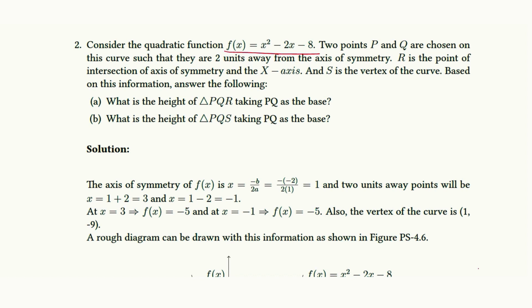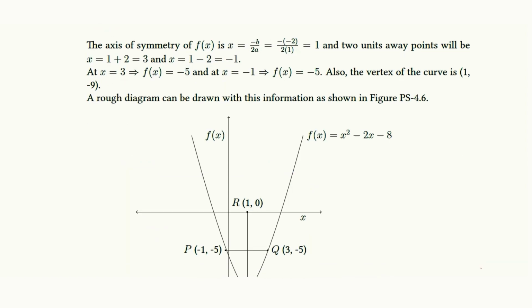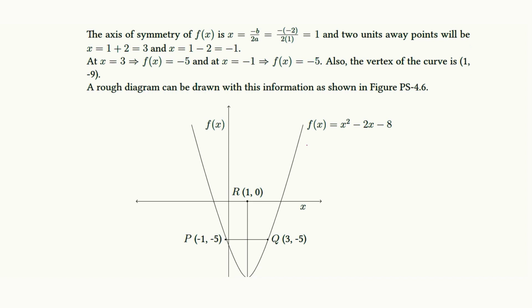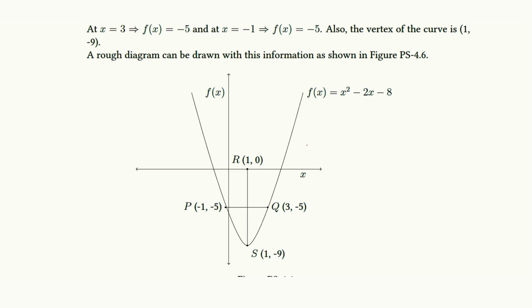So let's get into the solution for this. We were given the quadratic function as f of x is equal to x square minus 2x minus 8. Let's look at a rough diagram to get a clear understanding. Now let's try to plot these P, Q, R and S points. If we see here, P and Q are chosen on the curve f of x such that they are 2 units away from the axis of symmetry. Let's find the axis of symmetry first.